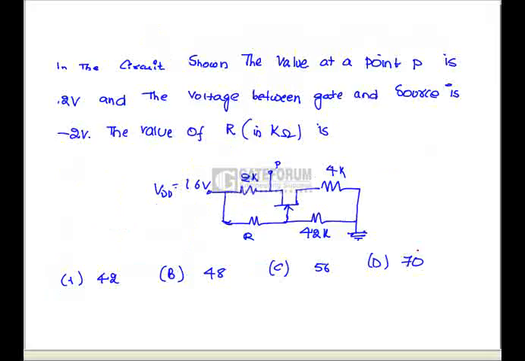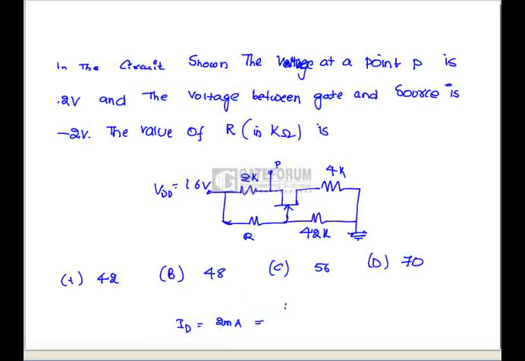In the circuit shown below, the value of voltage at point P is 12 volts. The voltage between gate and source is minus 2 volts, the value of R in kilo ohms. See, this is the n type of MOSFET. We know that when we are looking from the gate, the input impedance of the MOSFET is infinite. So Ig equals 0. Now, here we know ID equals 2 milliamps from the given data.